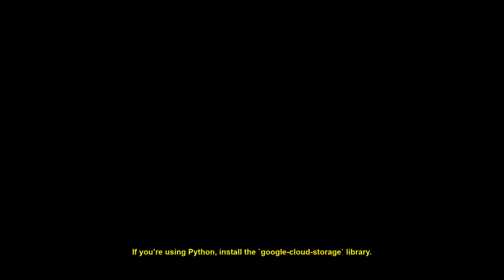If you're using Python, install the Google Cloud Storage library. Use the command pip install google-cloud-storage to install the required package. Next, import the necessary libraries in your script. Initialize your Google Cloud Storage client using the downloaded JSON key for authentication.